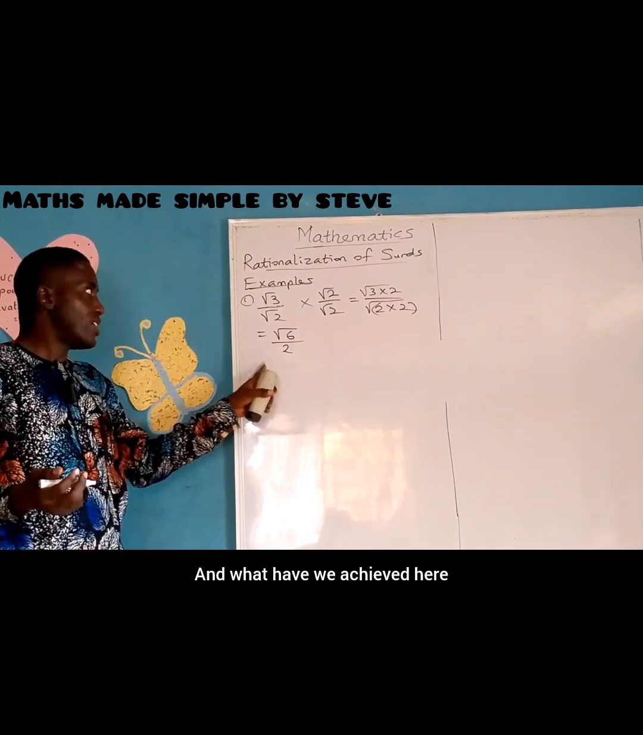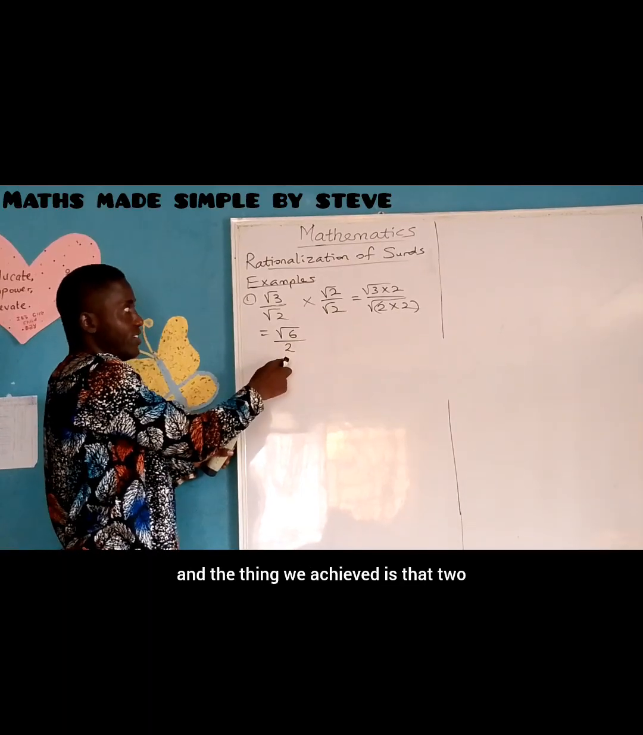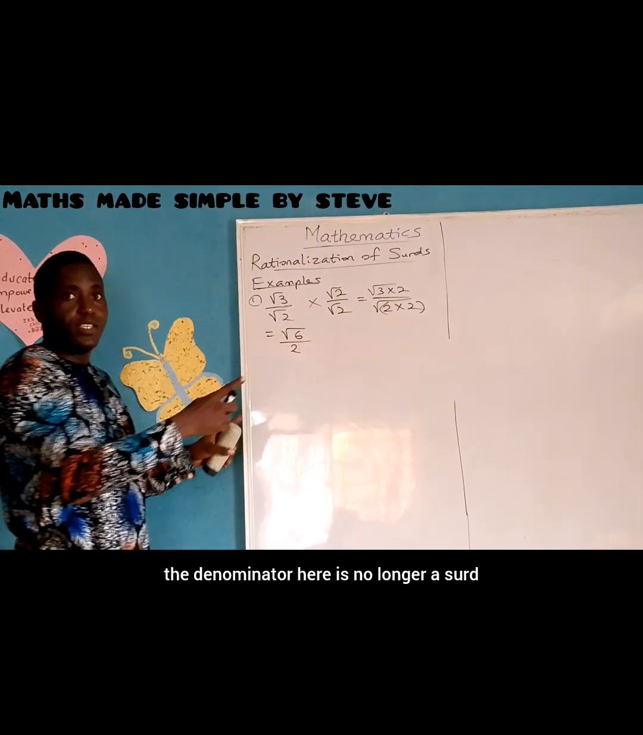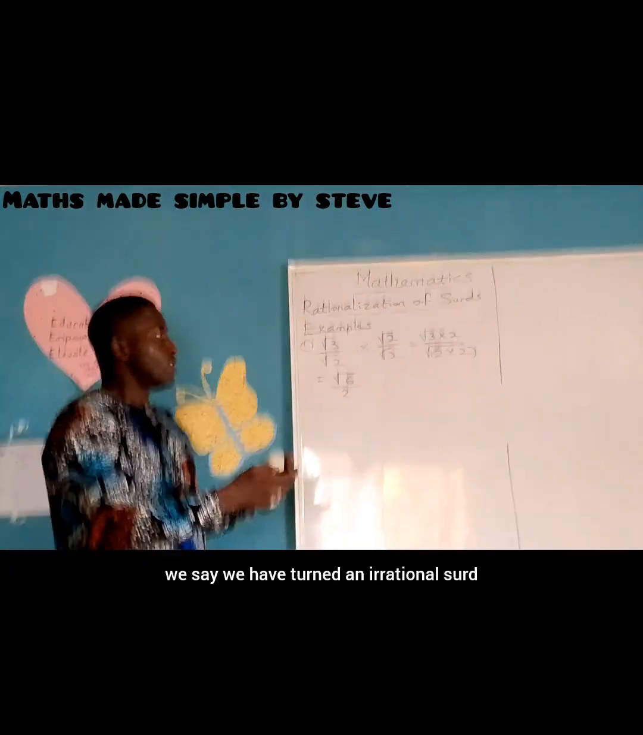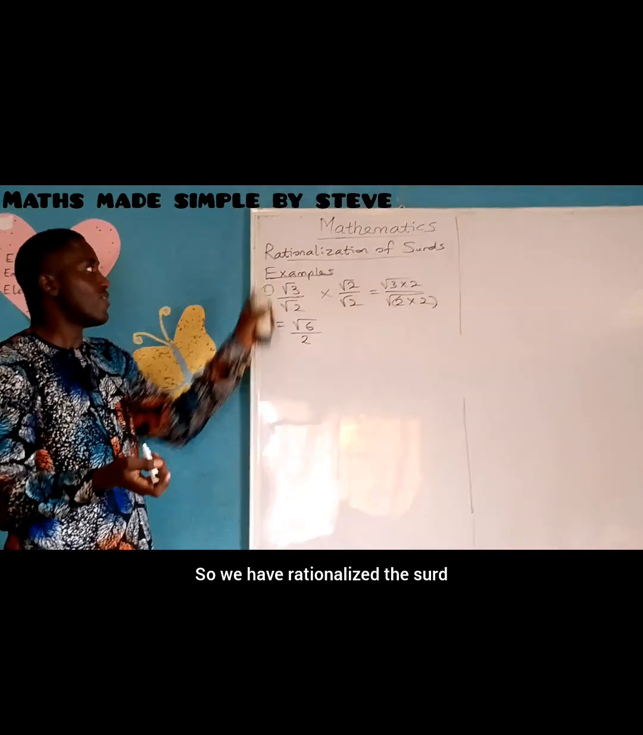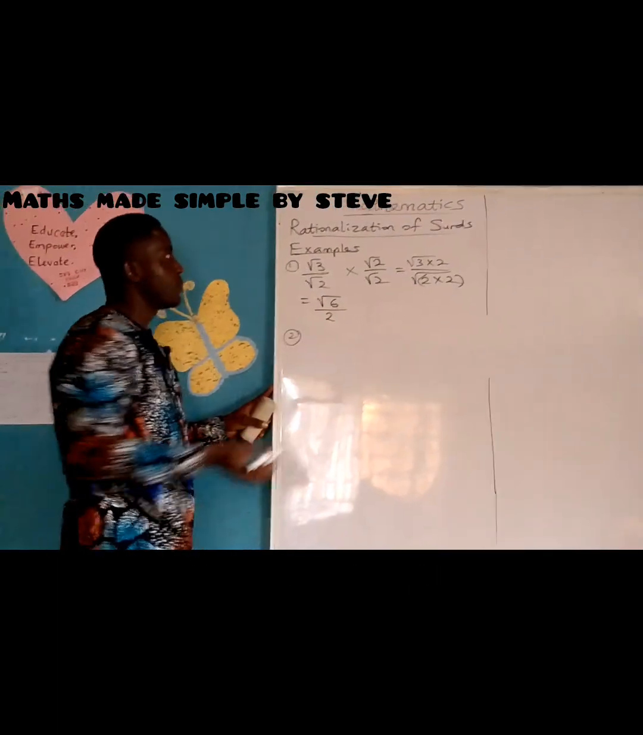And what have we achieved here? We have achieved that the denominator here is no longer a surd. And when we do that in surds, we say we have turned an irrational surd into a rational surd. So we have rationalized the surd. Let me give you another example.